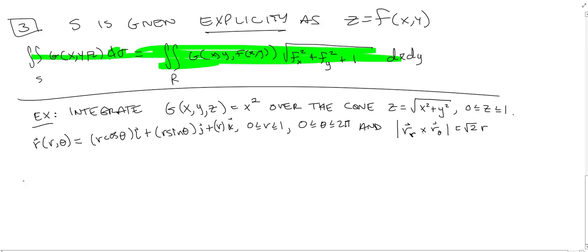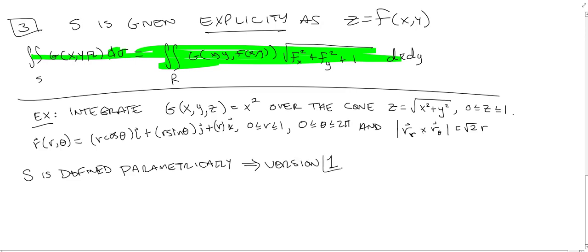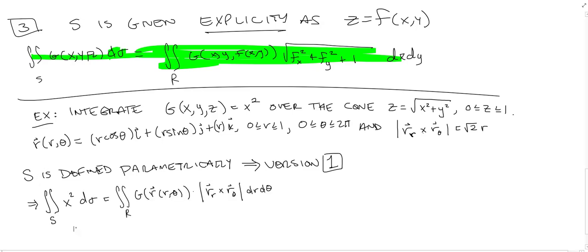Okay, so we're going to jump right into our formula, and just note that S is defined parametrically. So this means we're going to use version 1 of our formulas for evaluating our surface integral. And so our surface integral of x squared d sigma ends up being this double integral over our region R, where we have g of r, theta, multiplied by this magnitude of the cross product, dr d theta. So just a quick reminder, this is our surface area differential right here.